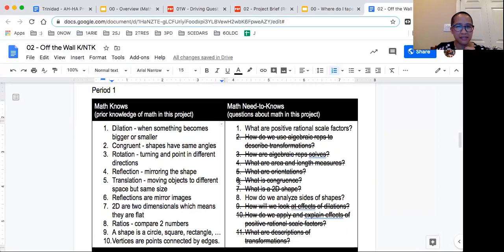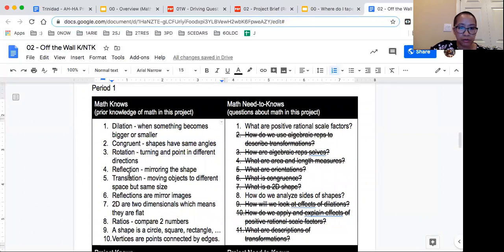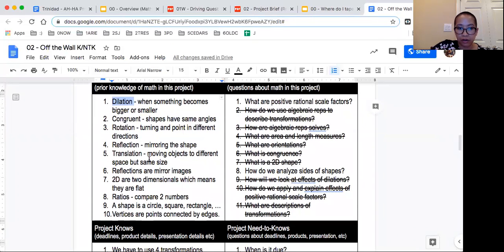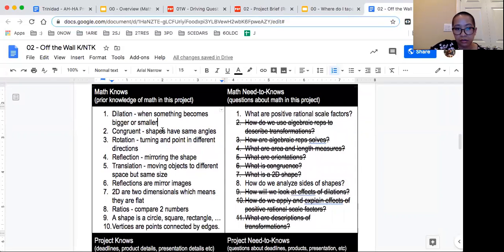Also, if they say something that's unclear, I'll have them elaborate. And the ones where I really have them elaborate are their knows in content. One rule when we're having these discussions is they can't just say, we know dilation. A math know can't be just a single word. So if a student says, I know what dilation is, then I'll say, give me a phrase that tells me what you know about dilation. And then they'll add, when something becomes bigger or smaller, and so on and so forth.